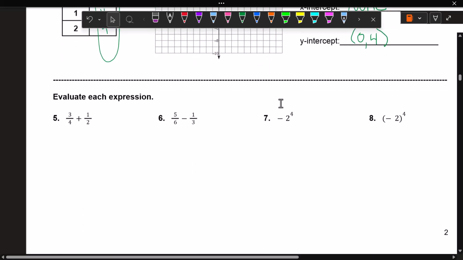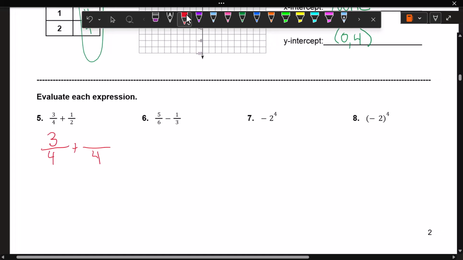Then evaluate each expression. So now we have fractions, and we can't use a calculator. So when we add fractions or subtract them, we need to find a common denominator. So we need the smallest number that 4 and 2 both go into. Well, 4 goes into 4, 2 goes into 4. Nothing smaller than 4 will work. So we got 4. So 3 over 4 is still 3 over 4.